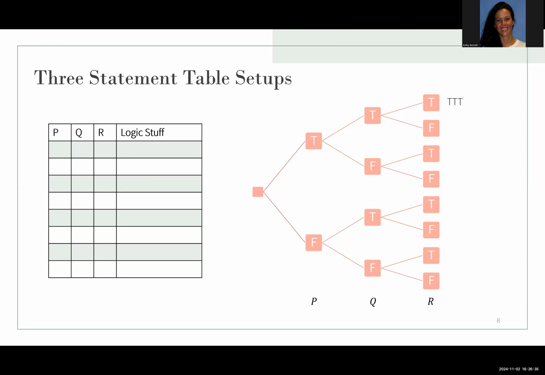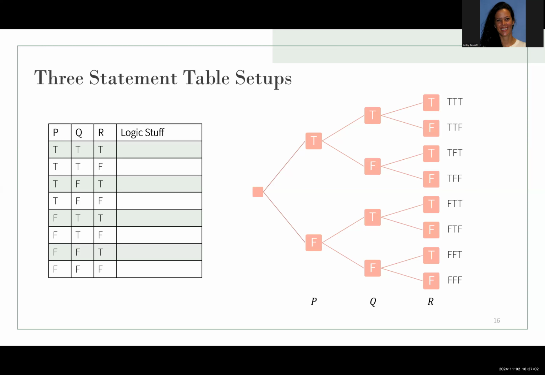So I could get true, true, true for P, Q, and R. I could get true, true, false. That represents P being true, Q being true, but R being false. Similarly, we can have TFT, TFF, FTT, FTF, FFT, and then the last one is where they're all false.